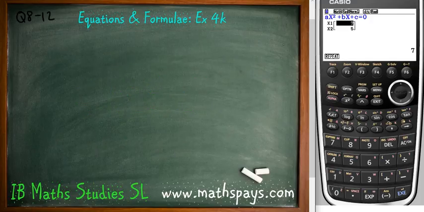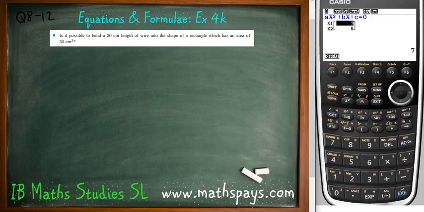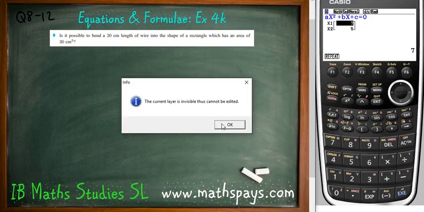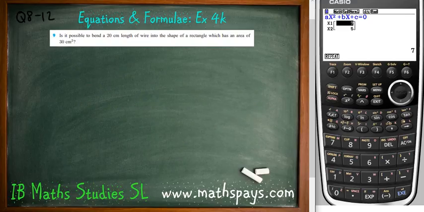Next question. Again, at any stage, guys, if you want to pause this and have a crack at the questions, by all means go for it. Is it possible to bend a 20 centimeter length of wire into the shape of a rectangle which has an area of 30 centimeters? So first step is I want to draw that rectangle out to make it at least visual for me. Okay, now so we've got an area of 30 centimeters.